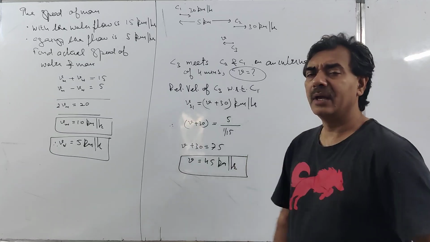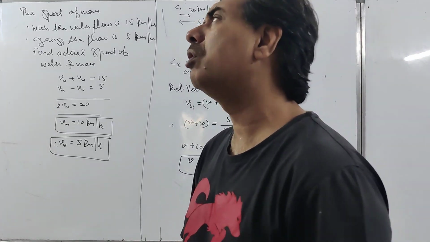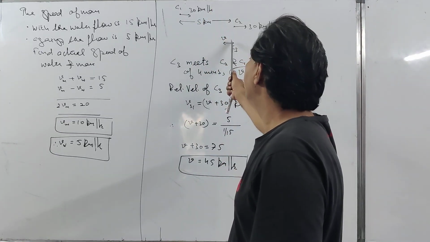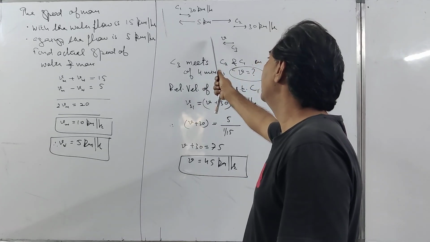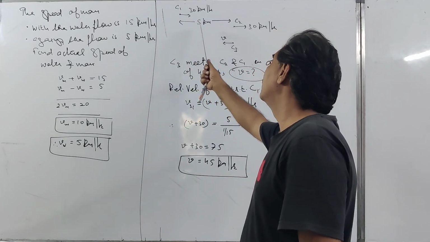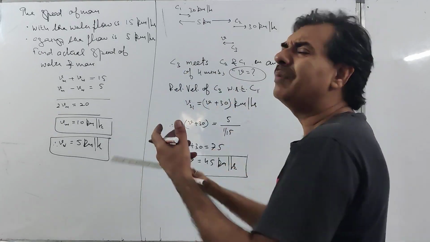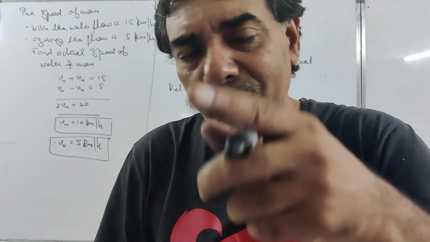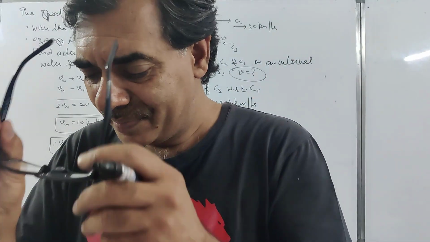It's a beautiful thing. Actually, you can also do it like this: in a time t, this distance is V into t, and this distance will be 30 into t. So you can do it that way too, but do it by relative speeds, it will help you.